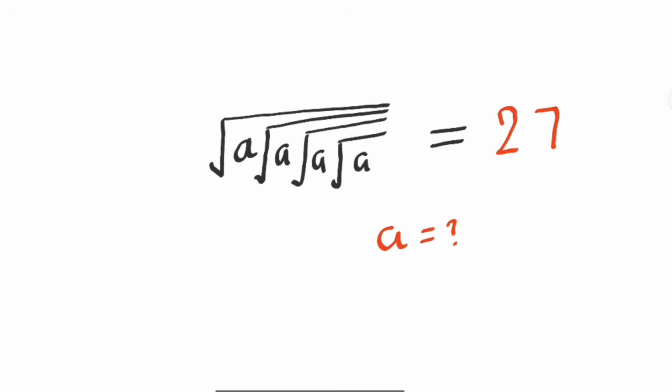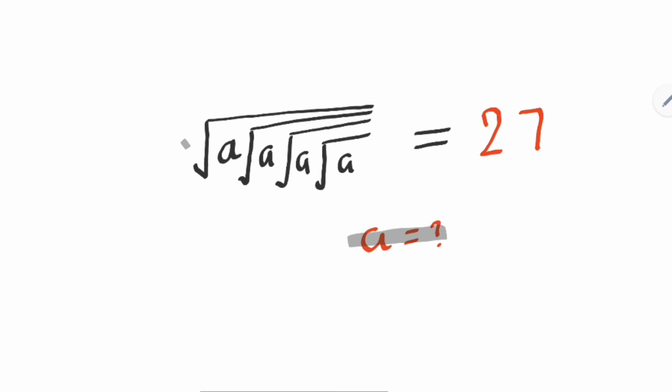Today we want to find the value of a from this given nice math problem. Square root of a, square root of a, square root of a, square root of a is equal to 27.